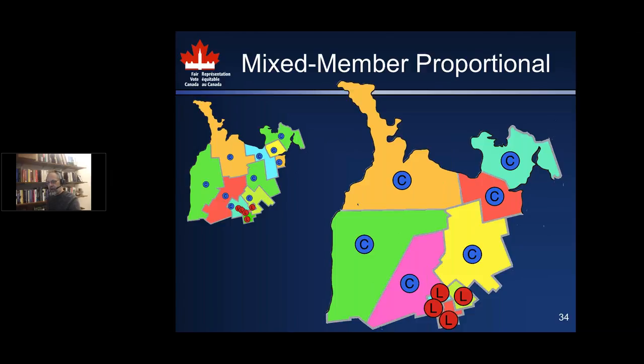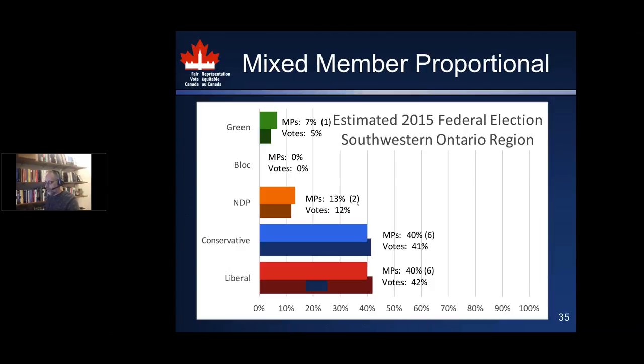But recall now that we have 5 MPs left over for making the ridings larger. And so we've got 5 extra MPs. The question is, how do we allocate them? To be fair, we'd like to have 6 Liberal MPs, 6 Conservative MPs, 2 NDP, and 1 Green. That would be as close to proportional as we can get for the 2015 federal election.